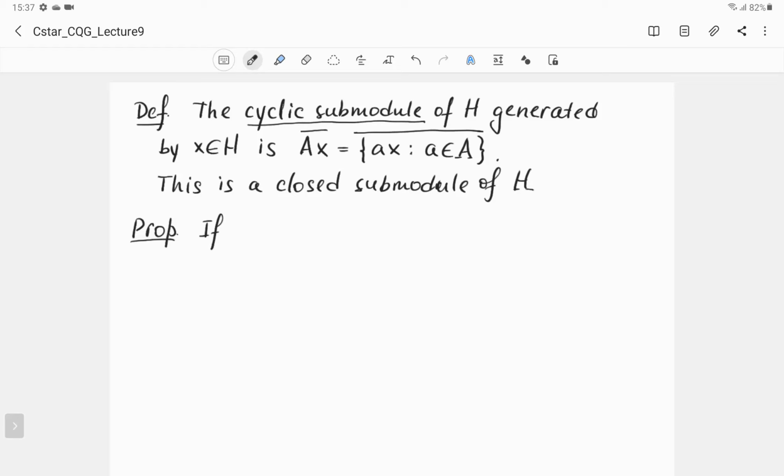which is also quite convenient. So let's prove this result. So we have the following proposition.